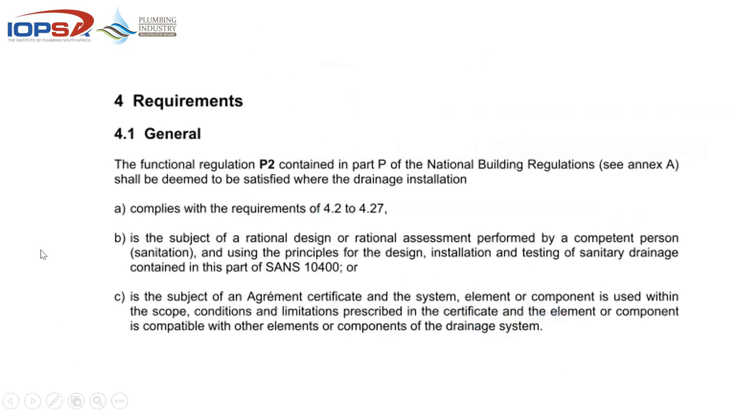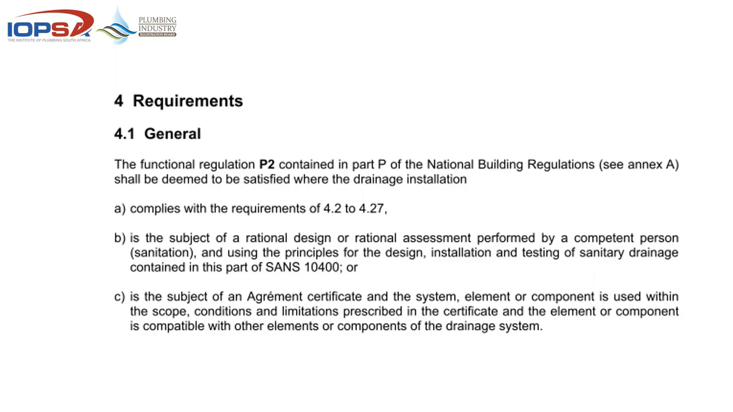So then just quickly in wrapping up as far as drainage is concerned, guys, SANS 10400 Part P is the document that the municipality would use, or the local authority, the BCO, whatever you want to call them in your own time. Some people call them weird and wonderful names. The point is that this is the document that is used to assess your work. So the functional regulation P2, in other words, the design of the building, contained in Part P of the National Building Regulations shall be deemed to be satisfied where the drain complies with 4.2 to 4.27.